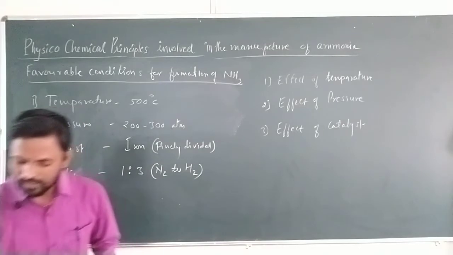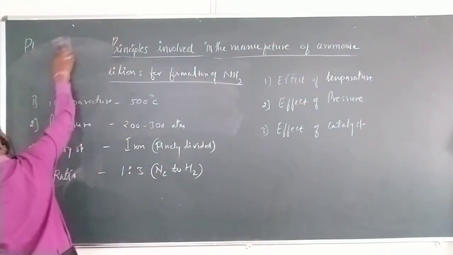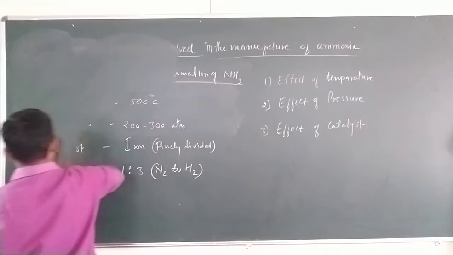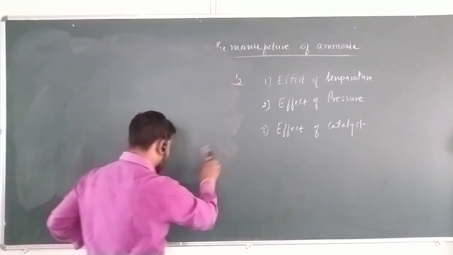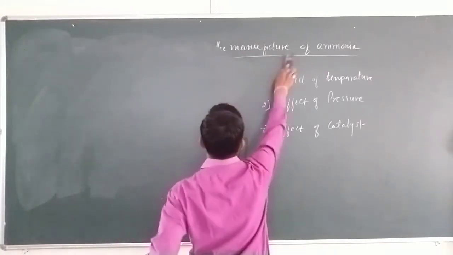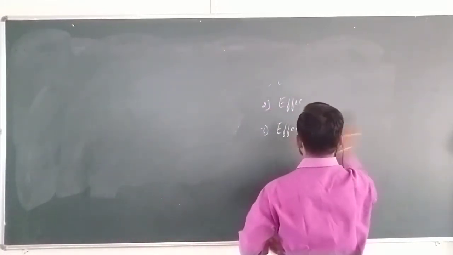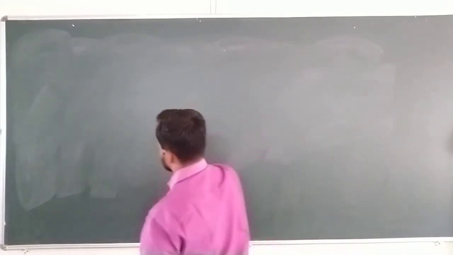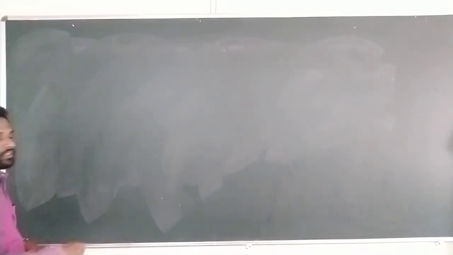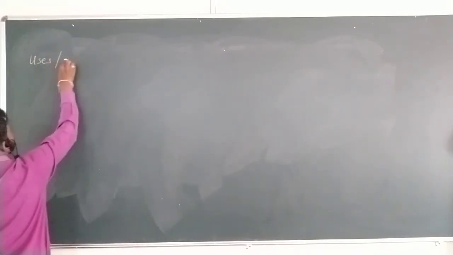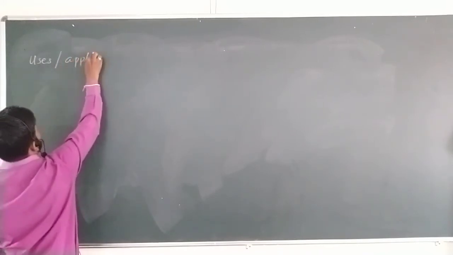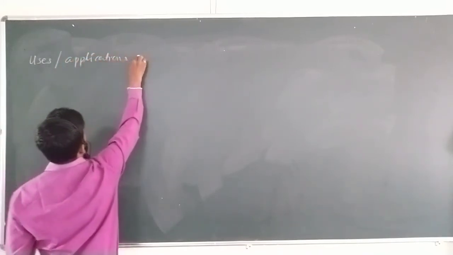Okay. Now, let me see the final part, that is applications. Finally, we are going to the last of this manufacture of ammonia, that is very important. What are the applications? You can see what are the uses or applications which we are going to study. What are the basic applications? You can see here. The first, applications of ammonia.